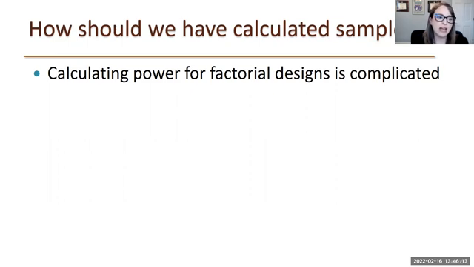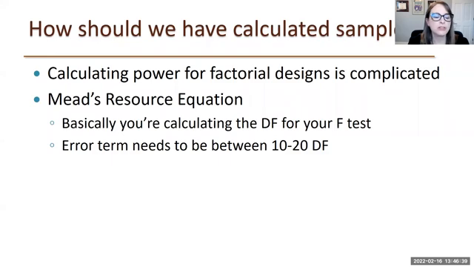Well, unfortunately, calculating power for factorial designs, which this study was, a 2x2 factorial of drug by sex, can be really complicated, which is why people traditionally use the simple power calculations. However, those are really designed for t-tests, which hopefully very few of us are actually utilizing nowadays. So there's something called Mead's resource equation, and it's really easy to apply.